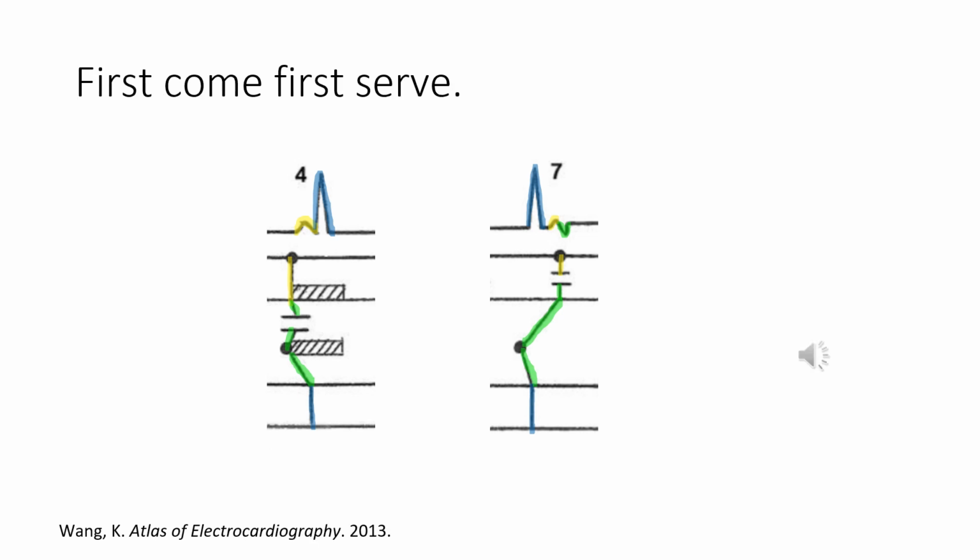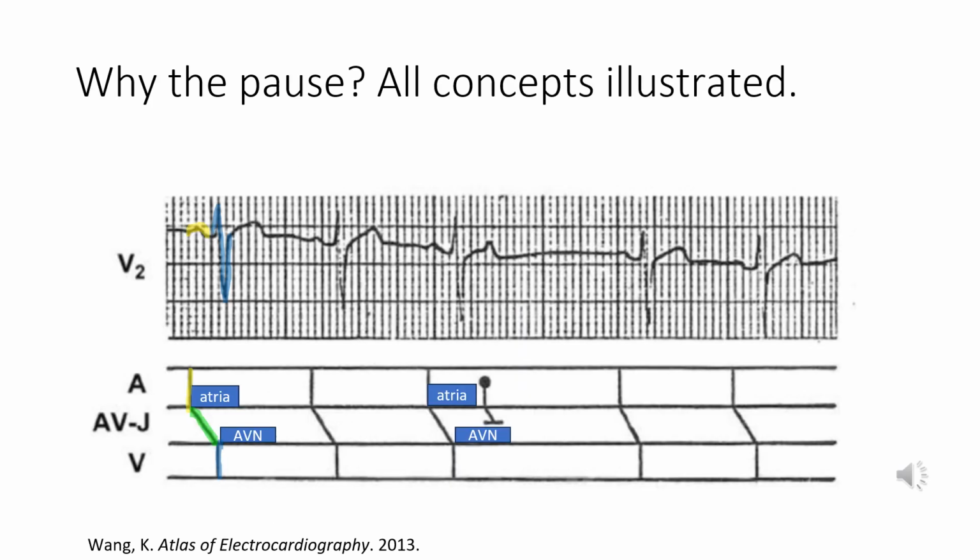The atrial fusion beat illustrates first come, first serve. Repolarized tissue will depolarize secondary to any signal. It's not going to wait for one from the SA node. The most common cause for an interruption in sinus rhythm is a premature atrial contraction, as illustrated here.